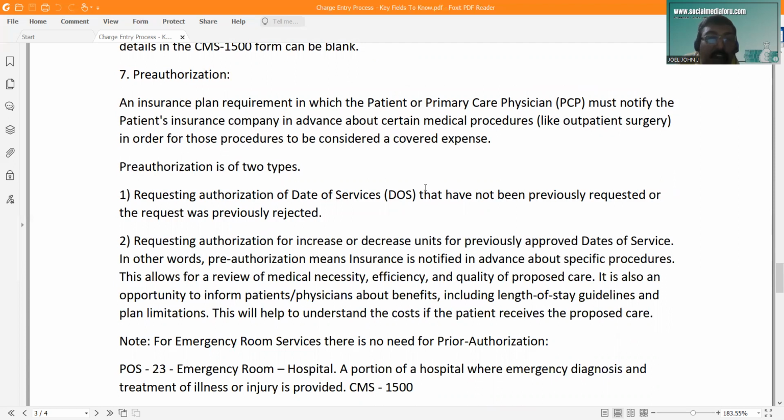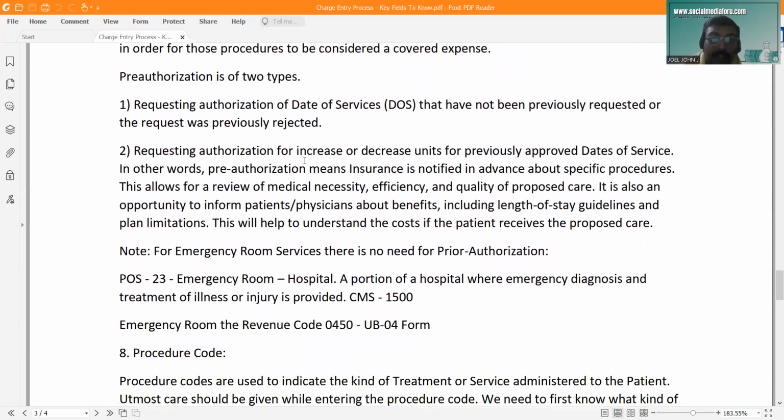Pre-authorization is an insurance plan requirement in which the patient or primary care physician, PCP, must notify the patient's insurance company in advance about certain medical procedures, like outpatient surgery, which is given as an example, in order for those procedures to be considered covered expenses. These prior authorization requirements completely depend on the type of treatment and the plan you have. But the explanation of benefit team, which also works before the charge entry begins, has to verify and give this detail, whether prior authorization is required for that service or not, to the charge entry team.